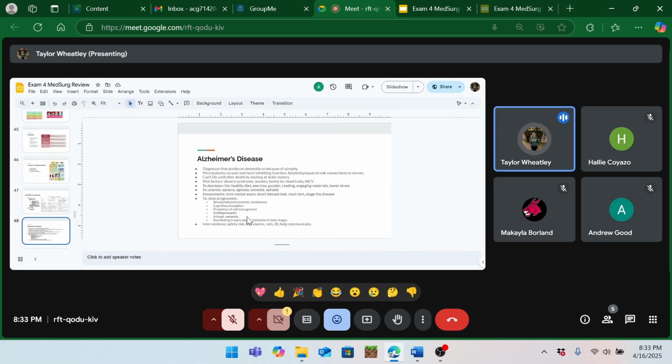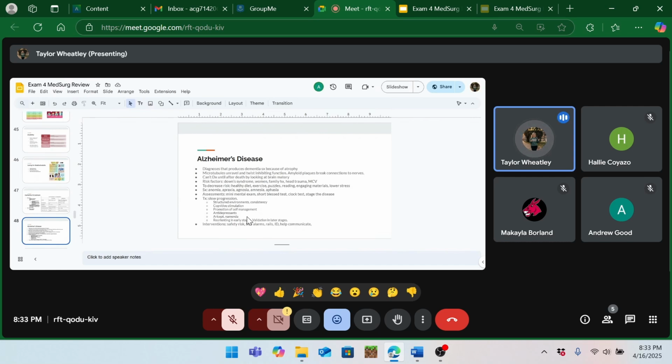Some of the risk factors are Down syndrome, women. I feel like that was on the exam, women. Family history, obviously, head trauma. That's supposed to say trauma. To decrease the risk, healthy diet, exercise, things that stimulate your brain, puzzles, reading, engaging materials, lower your stress.